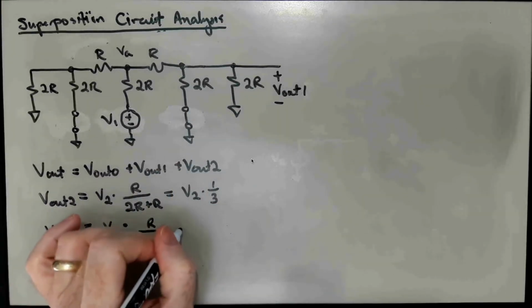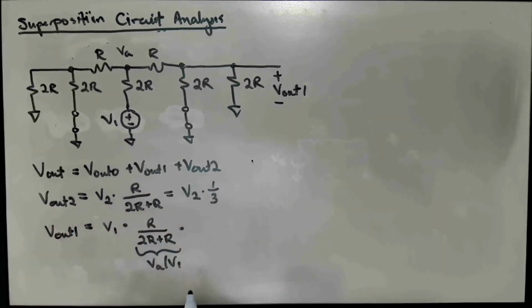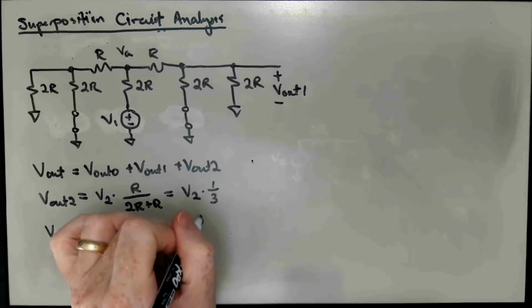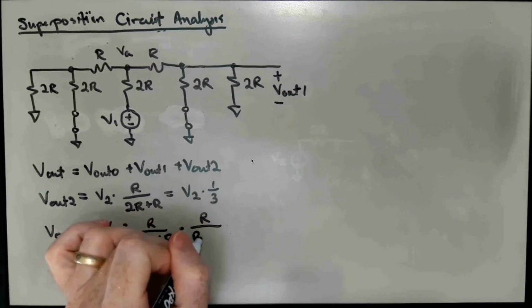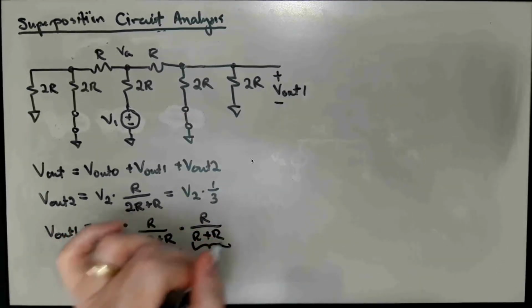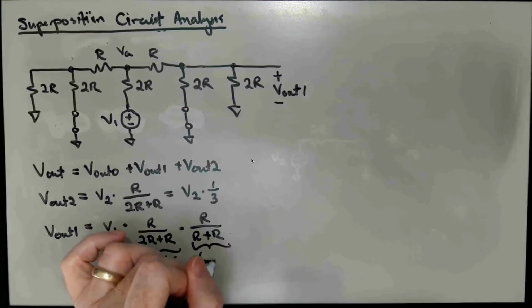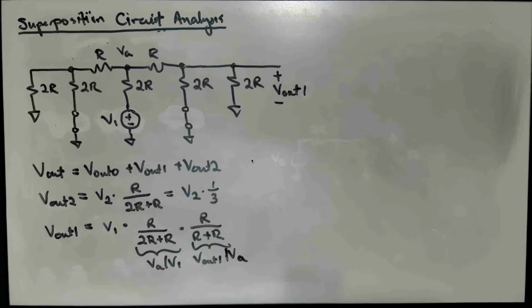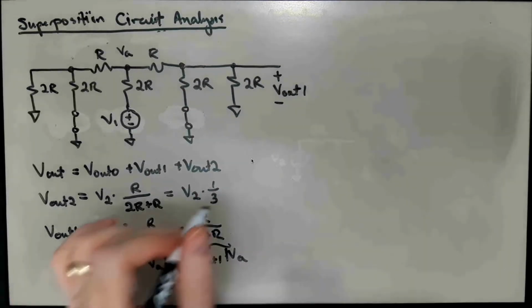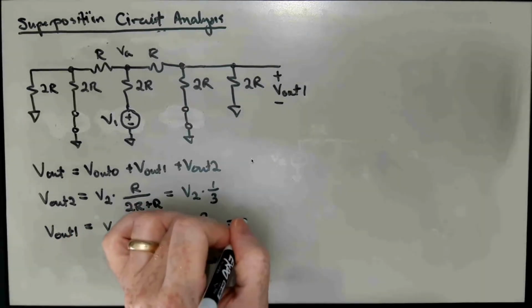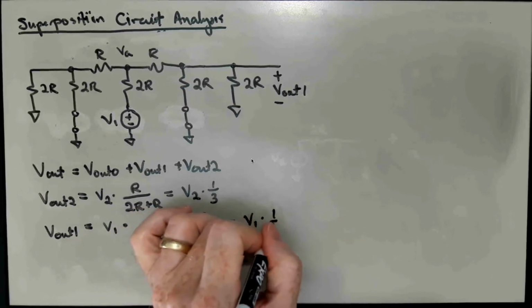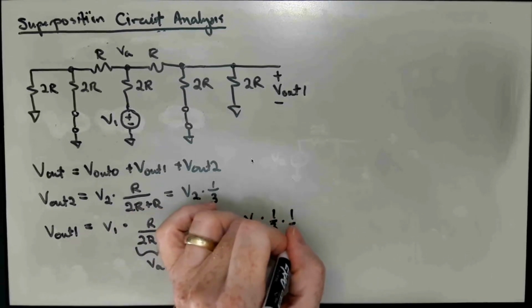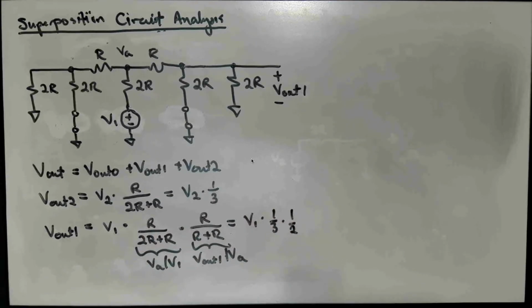And so to get from VA, which is the product of V1 times this divider ratio, we simply write R over R plus R to get from VA to Vout1. And so this is just V1 times 1/3 times 1/2. Again, the R's cancel, and it all goes away.